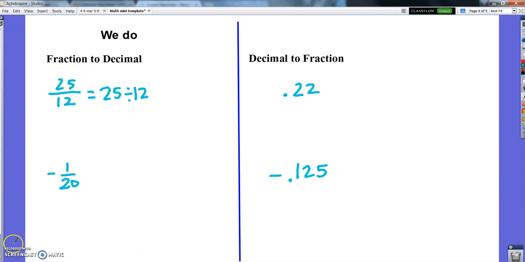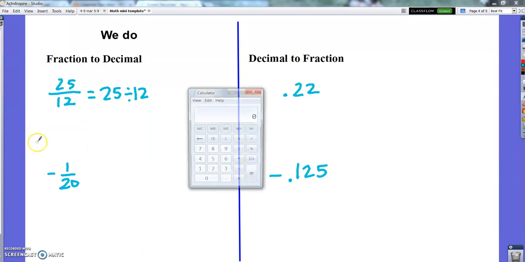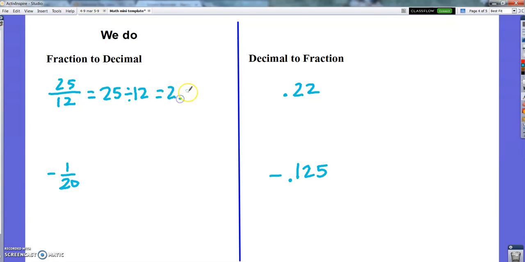And so I keep closing my calculator. There we go. 25 divided by 12 is, boom, oh. So this will happen sometimes. Sometimes it'll be a decimal that never ends. And I think we've kind of talked about how to write that. So that's 2 and 0 tenths, 8 hundredths, and then the 3's start repeating. So I'm going to write 2, 0, 8, and then the 3 like that.